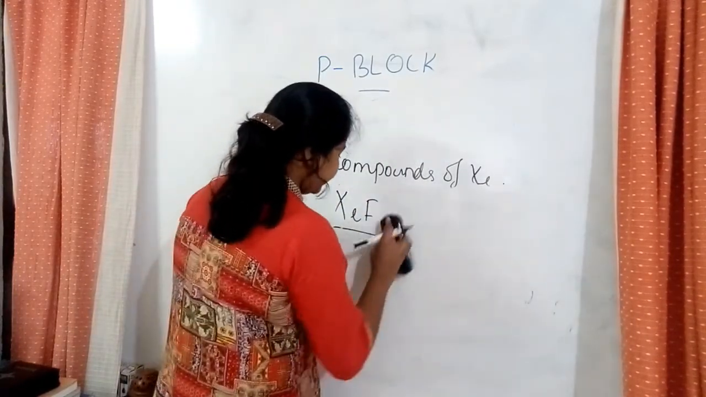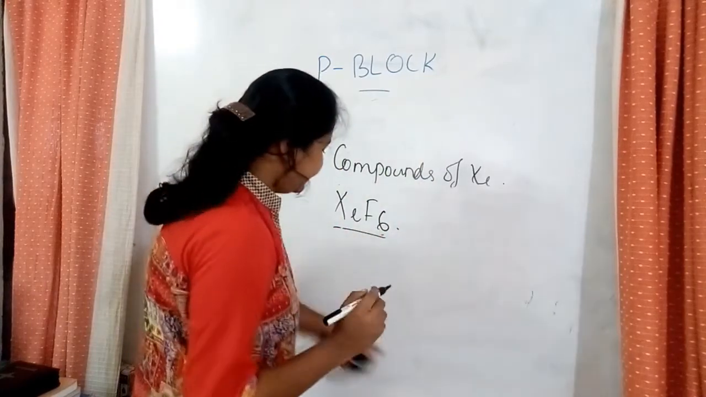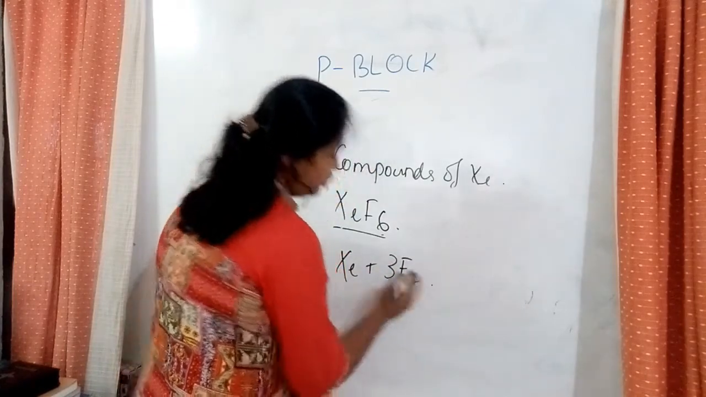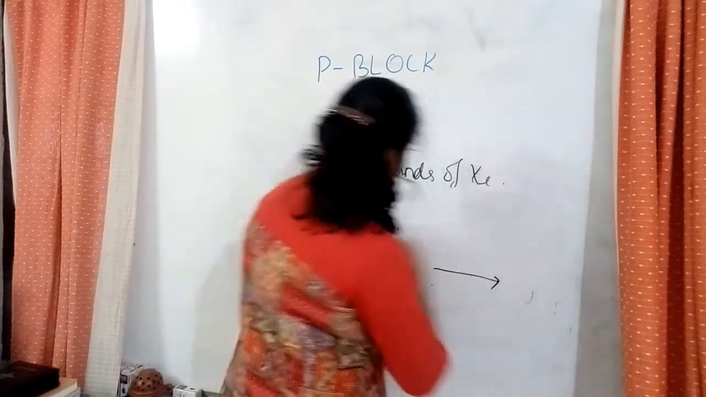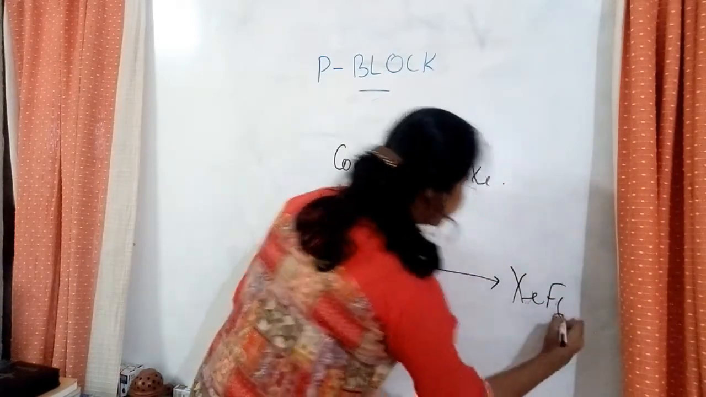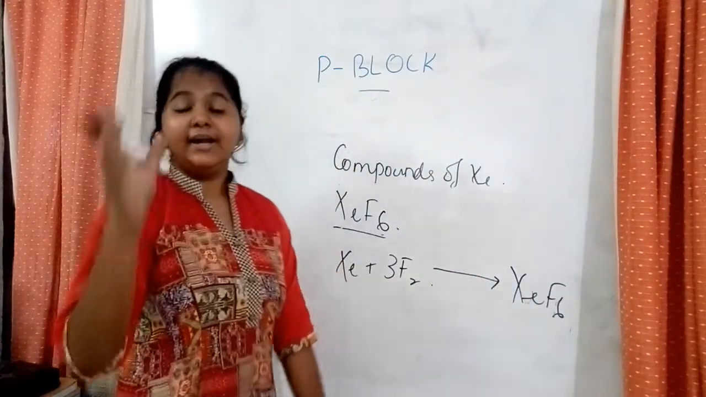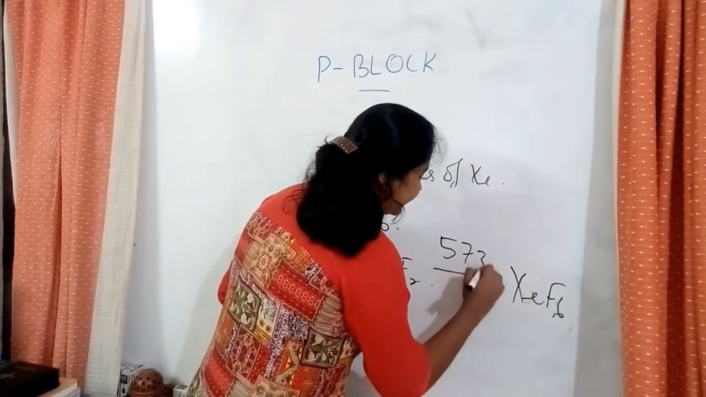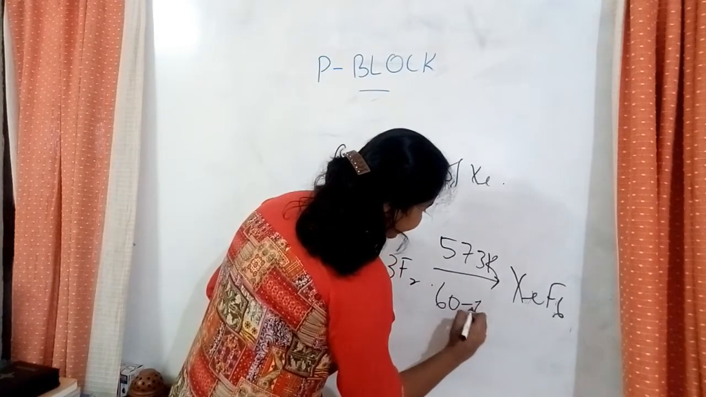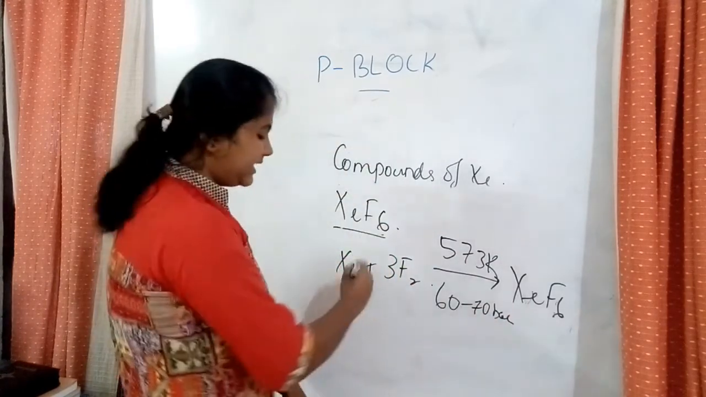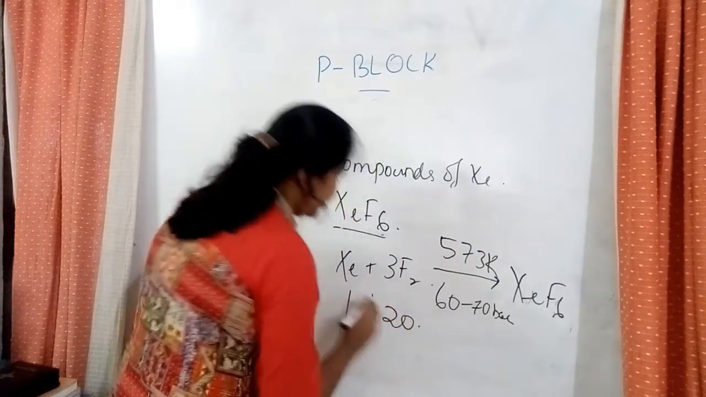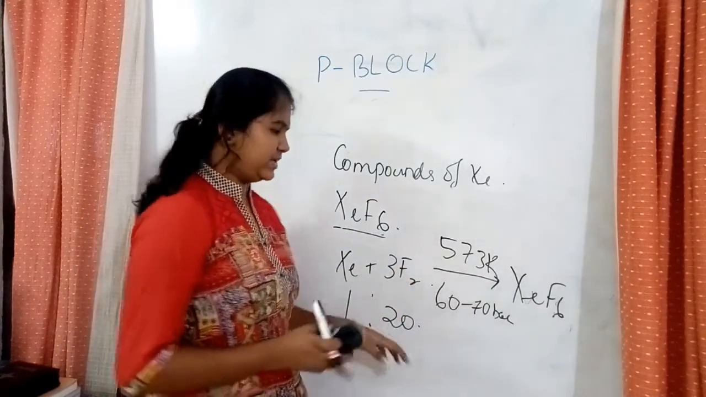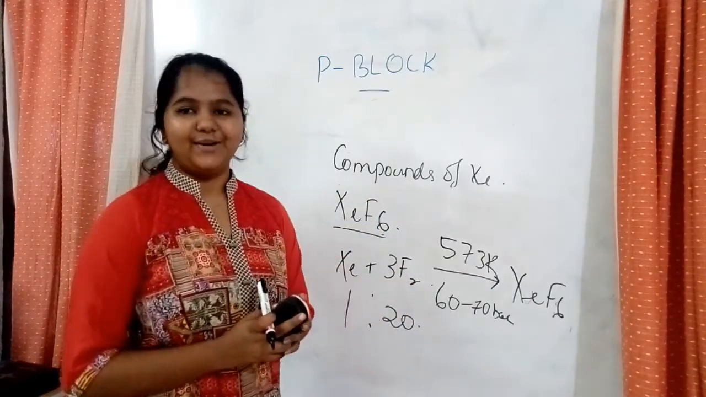Now let's see XeF6. XeF6 is formed from Xe plus 3F2, because we have 6 fluorines, giving rise to XeF6. And what is the condition? The temperature is 100 less than that of XeF2, that is 573 Kelvin, and 60 to 70 bar pressure. And what is the ratio? 1:20 ratio. Xe should be in lower amount than that of F2. That's how compounds of xenon are formed.